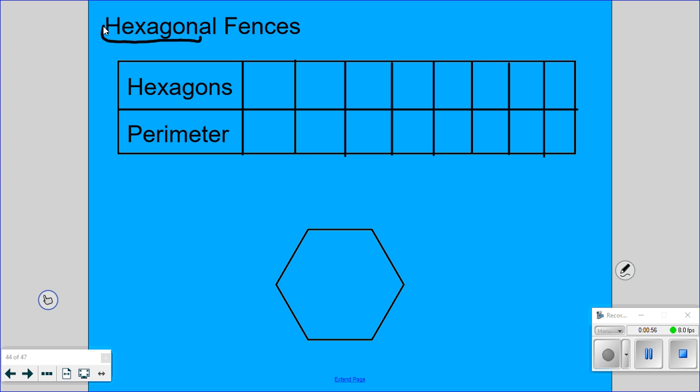If we're building a fence, what are we going to be measuring? If I'm building a fence, what am I measuring? Michael? The perimeter. What does that mean? The outside of something. The outside of my shape. Does it make sense to fill in the whole yard with fence? No. Your fence goes around the outside of your shape.